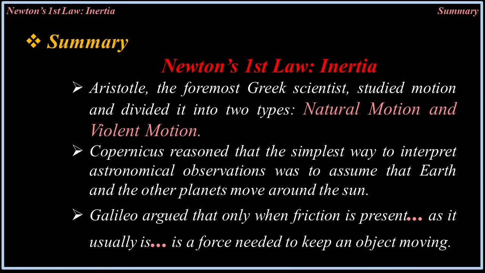The summary: Aristotle, the foremost Greek scientist, studied motion and divided it into two types: natural motion and violent motion. Copernicus reasoned that the simplest way to interpret astronomical observation was to assume that Earth and other planets move around the sun. Galileo argued that only when friction is present, as it usually is, is a force needed to keep an object moving.